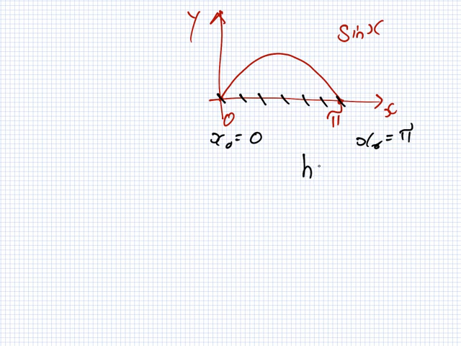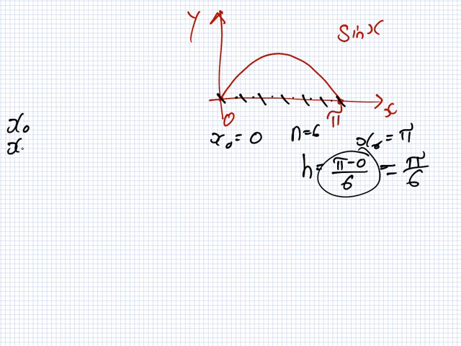So what's the h here? Well, it'd be pi minus 0 over 6, because the n is 6. There's 1, 2, 3, 4, 5, 6 pieces. So this is the h here. So the h is pi over 6. Okay, so let's make our table. x0, x1, x2, x3, x4, x5, x6. x0 is 0.